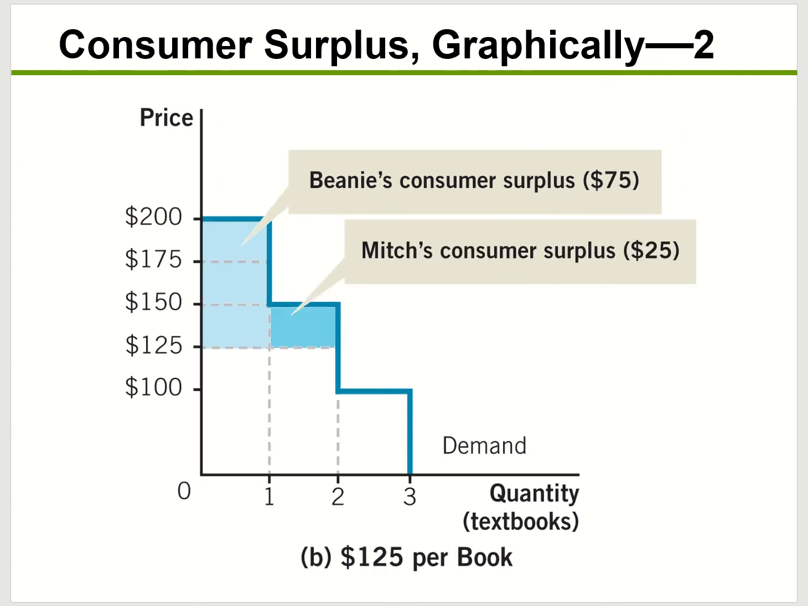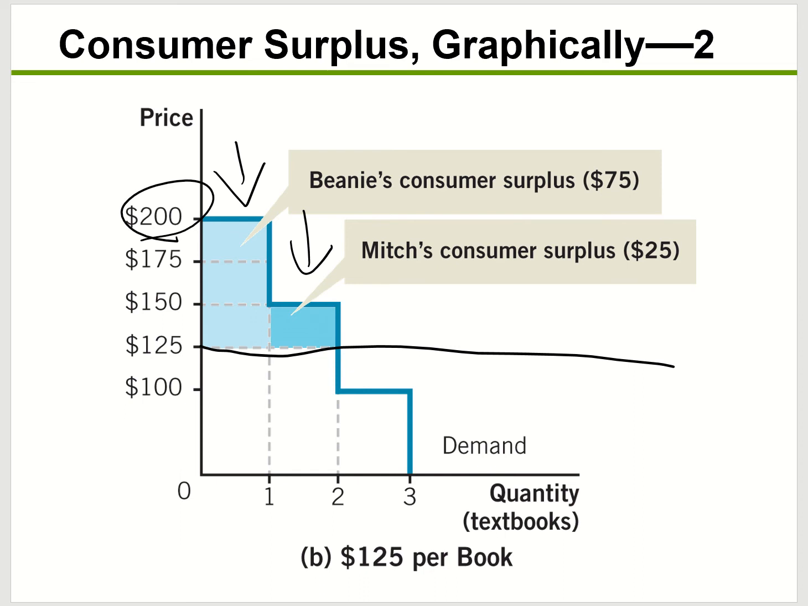And then if price goes down, let's go down to $125. Now you have two people buy the good. So Beanie will buy it, and then he will need to pay $200 for it. So Beanie's consumer surplus will be $75. And then for Mitch, we need to pay $150. So his consumer surplus will be $25.